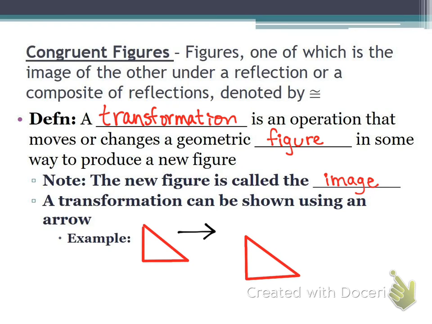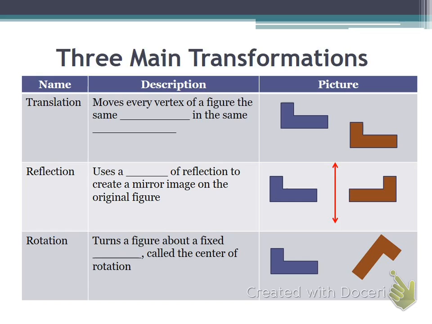Questions in general about congruent figures or transformations? Okay, on we go then. The three main transformations are translations, reflections, and rotations. A translation moves every vertex of a figure the same distance in the same direction.